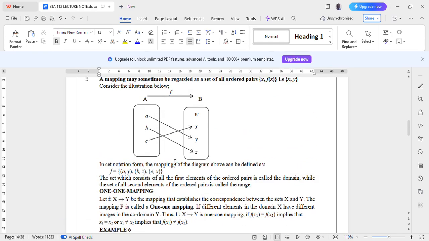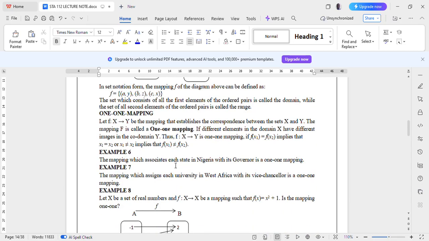So different, it's like a governor to a state. Let me use that example here. The mapping which associates each state in Nigeria with its governor is one-to-one. At no time should we have two governors in a state. That's a constitutional crisis. It cannot happen. So only one governor at a time. As we are talking now, only one governor governs a state. So that's an example of one-to-one.